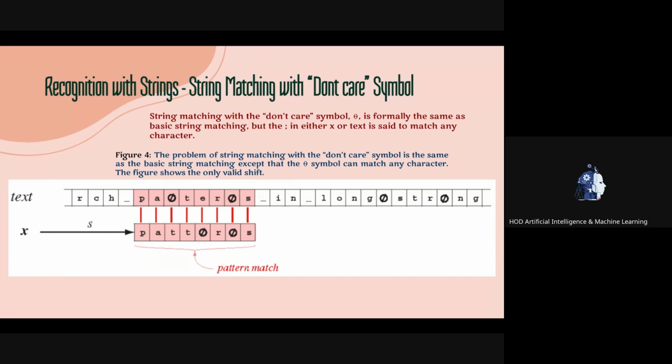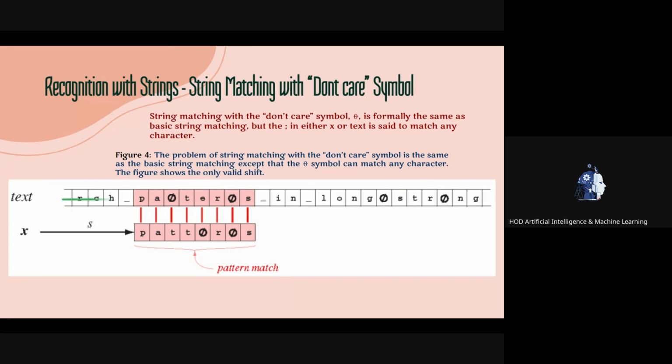In what circumstances will this scenario come? Suppose you are transmitting something in the network, there is a chance of losing the data. Am I right? So when there is a loss of data, at that time you can just fix this don't care symbol. When you find a don't care symbol in the lost information location, then you can easily match it.